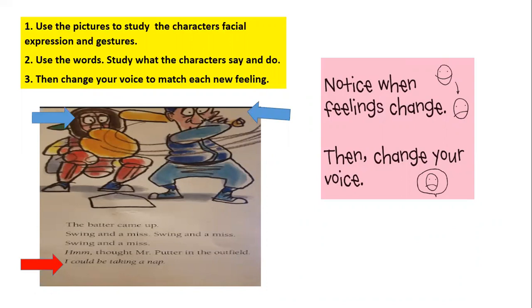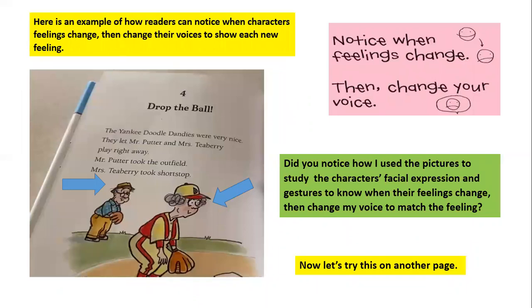I notice that Mr. Potter is not in this picture, but the words help me know how he's feeling in this part. It seems like he's not so excited anymore because the batter is missing. So now I know he's not there, but the words help me to know how he's feeling as he's watching the batter. I am going to go back now that I know how he's feeling, and I'm going to reread that part again in a different voice.